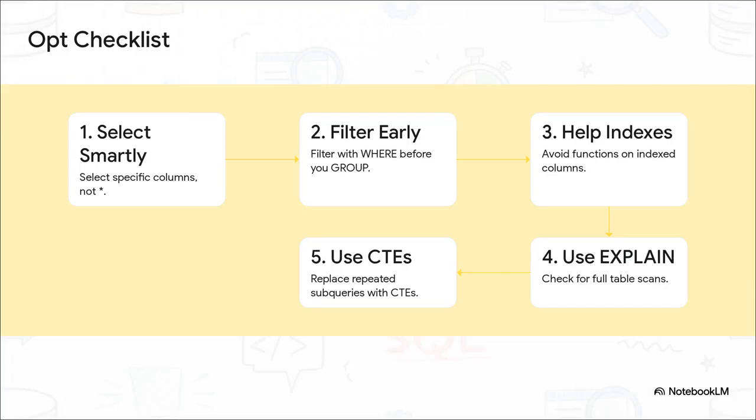So let's just recap everything. Here is your checklist. Number 1, be specific with your columns. Don't use SELECT *. 2, filter early with WHERE before you do things like GROUP BY. 3, let your indexes work. Avoid functions on those columns. 4, use EXPLAIN to actually check what the database is doing. And 5, use CTEs to keep your logic clean and efficient. These 5 steps can solve the vast majority of your performance problems.